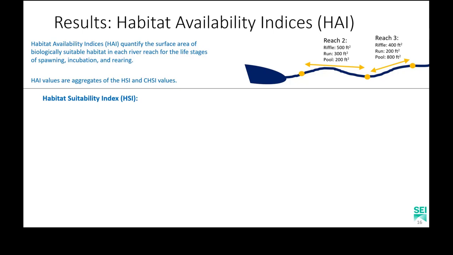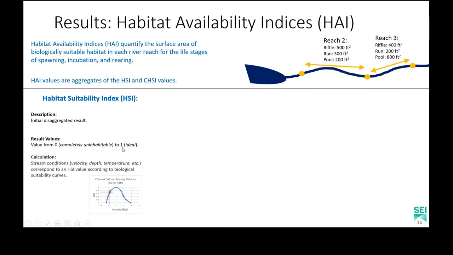So the first result is the Habitat Suitability Index, the HSI. This is what we discussed in the previous slide. It's the initial result, and it just comes from these biological curves where we have the parameter that is modeled in WEAP, in this example, velocity. And using this curve, we get a value from 0 to 1. And again, it uses all of those HSI curves, the biological suitability curves.